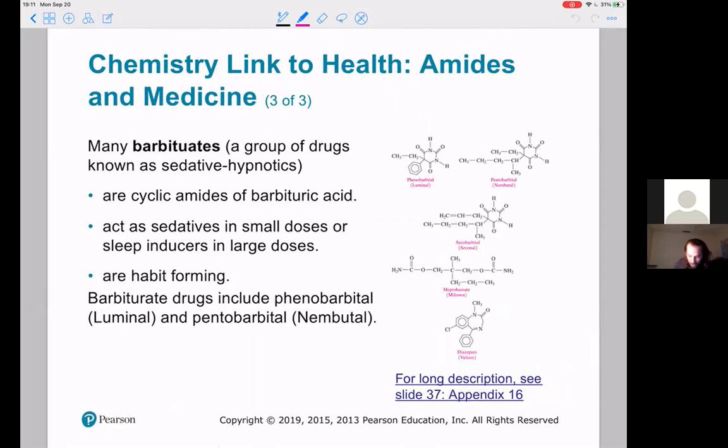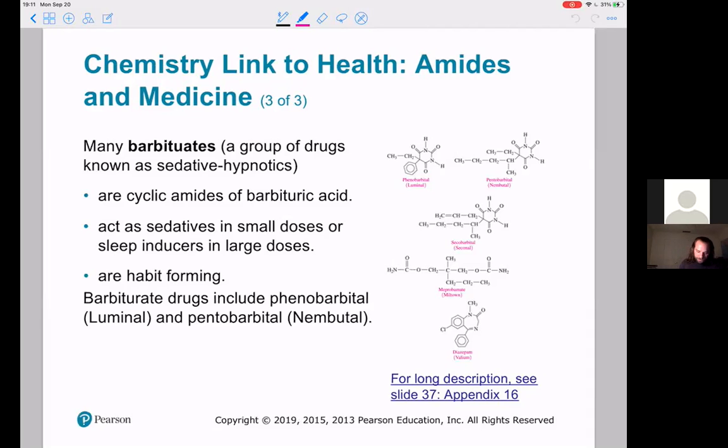All right. Other amides are contained in barbiturates, which is a type of drug known as sedatives or hypnotics. They can be sedatives in small doses or even sleep inducers in large doses. They tend to be habit forming. So a lot of sleep medication, Luminol, Nembutal all contain amides. Those are barbiturates. And again, they basically make you go to sleep, right? Sedatives.